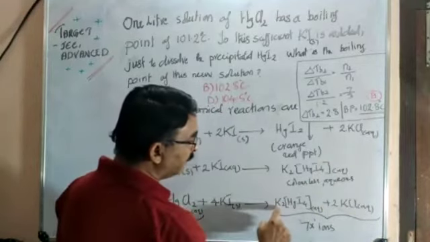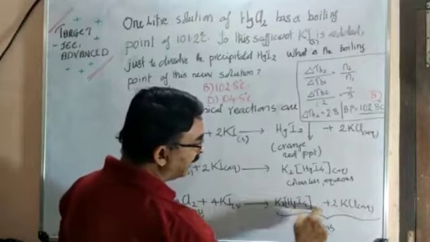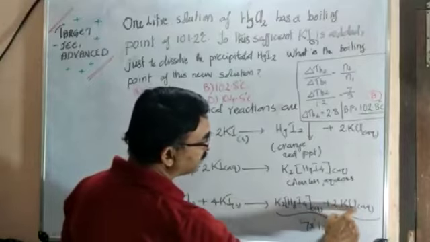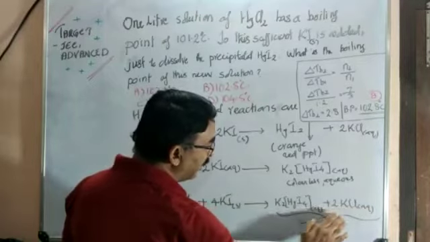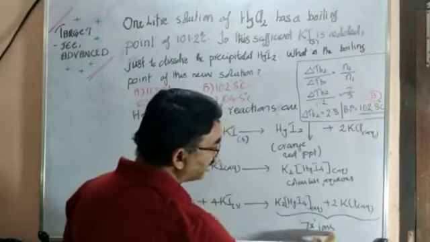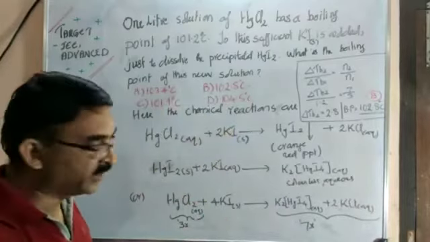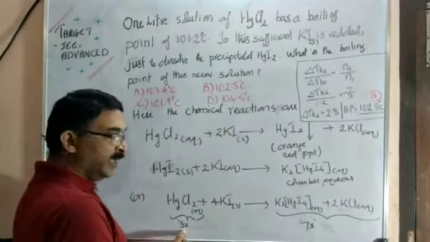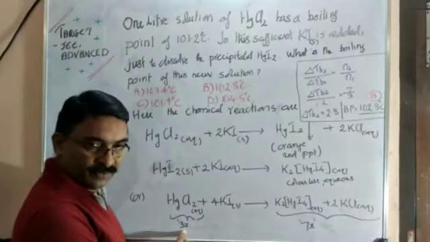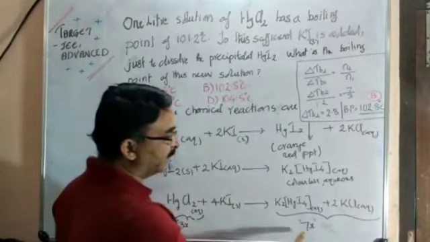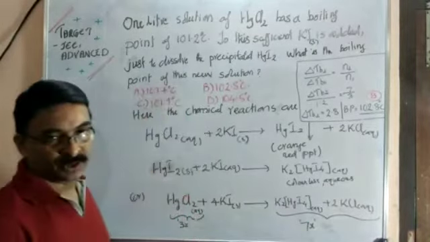In this compound there are 1, 2, 3 ions. Here 2 plus 2, 4 ions, 2K plus and 2Cl minus. So now it becomes 7x molar with respect to ions. Initially it was 3x molar with respect to ions, and finally 7x molar with respect to ions.